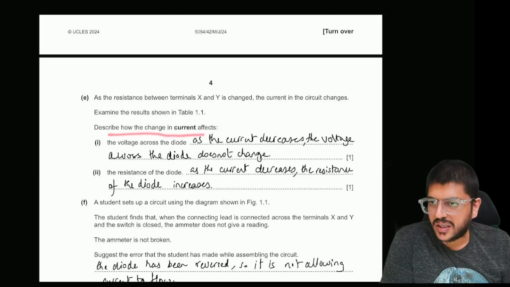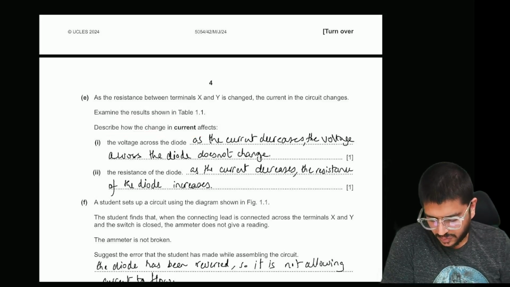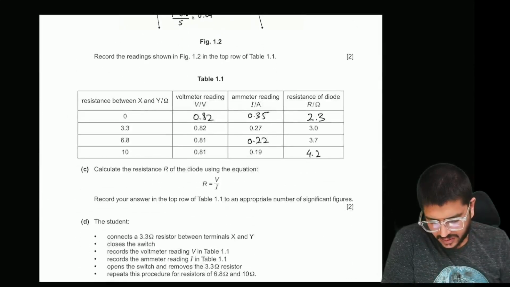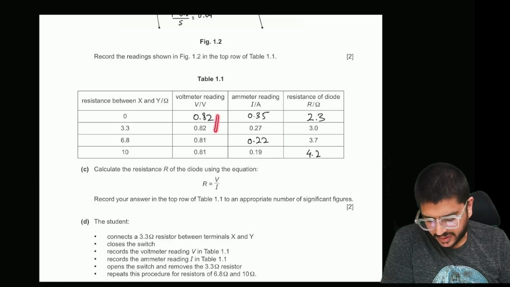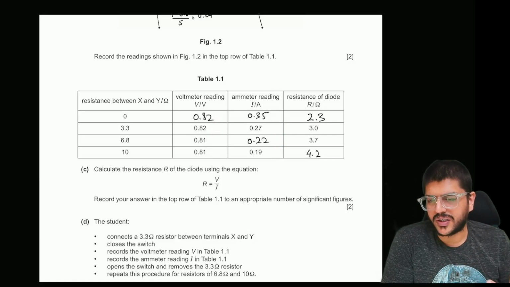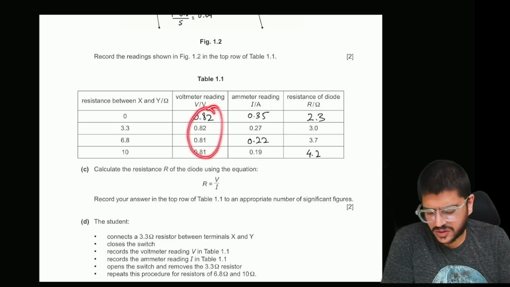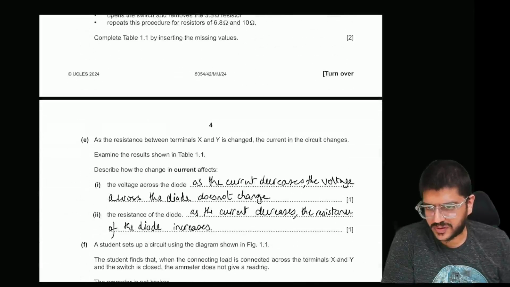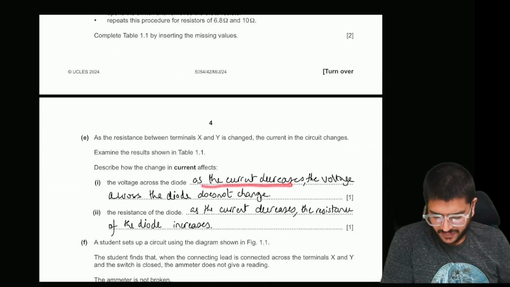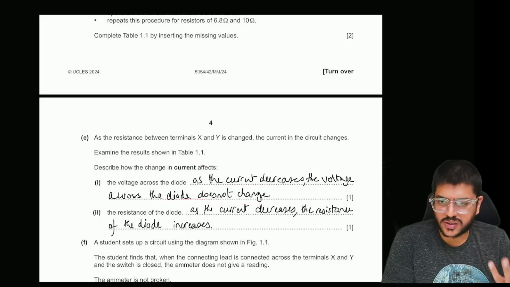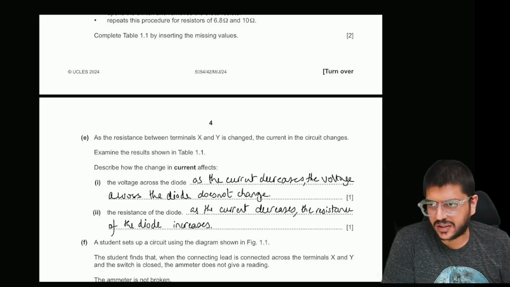Describe how the changes in the current affect the voltage across the diode. So you have to look at the change in the current and how that affects the voltage across the diode. If you look at the change in the current is decreasing. And what is happening to the voltmeter reading? It's almost constant, 0.82, 0.82, 0.81. You can say the voltmeter reading is decreasing. You can also say it's not changing. It's almost the same. It's almost constant. So as the current decreases, that's the change in current, the voltage across the diode does not change, or you can also say the voltage across the diode decreases slightly.